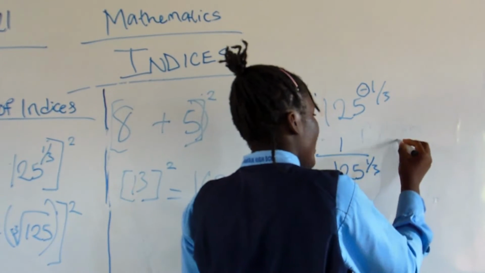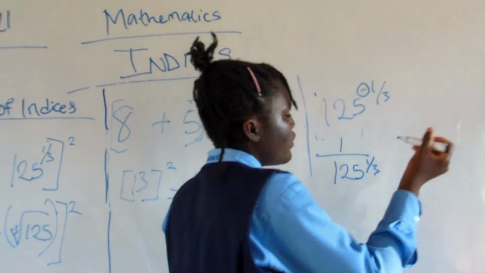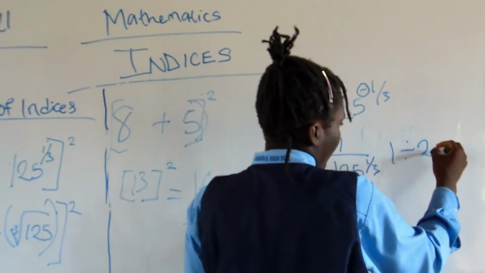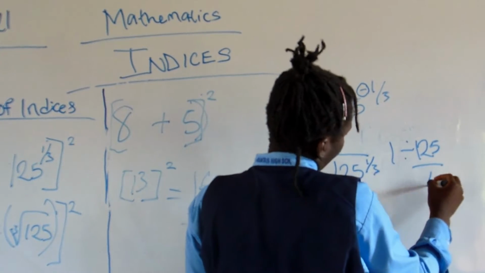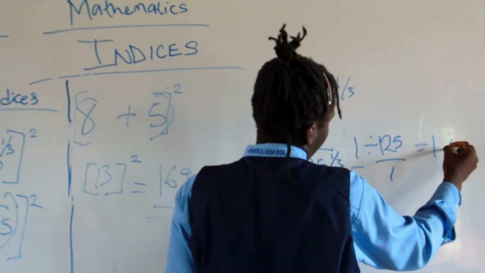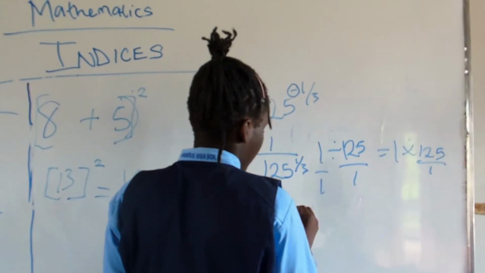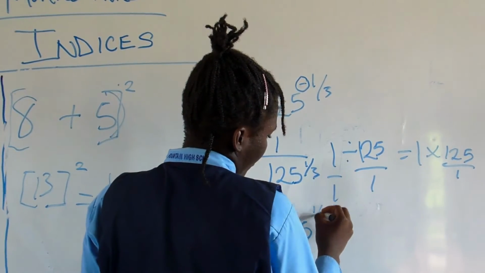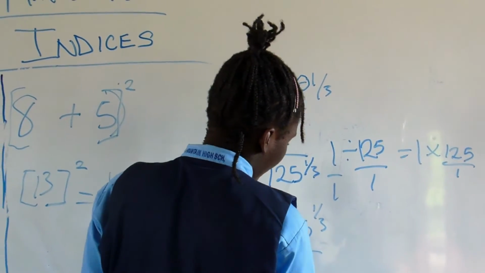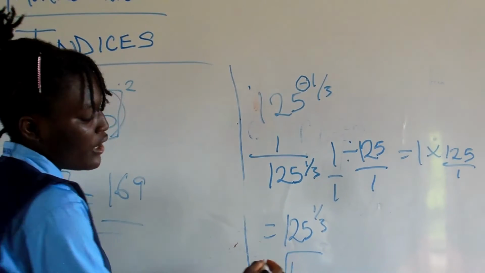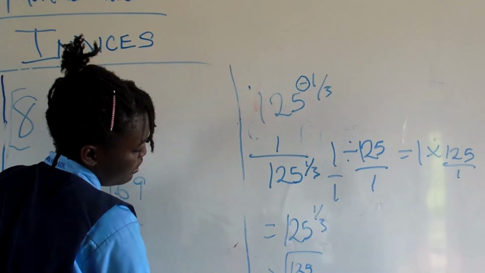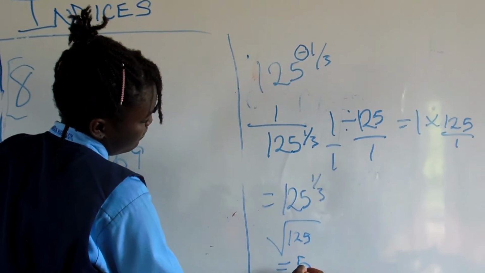Now you say 1 divided by 125 over 1, change to 1 times 1 over 125, which is equal to 1 over 125 raised to the power of 1 over 3. Now we find the cube root of 125, which is equal to 5.